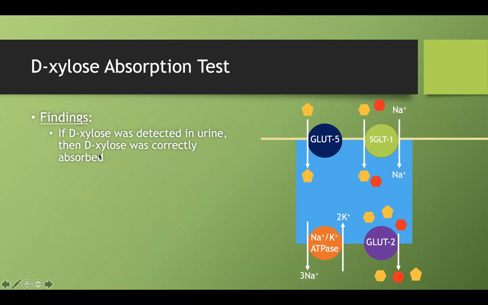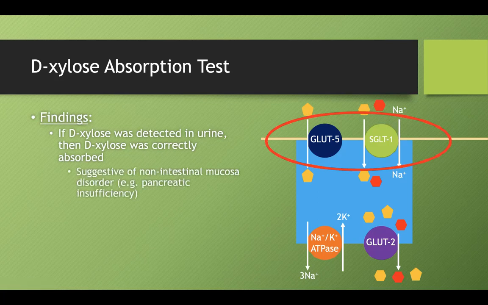So if you detect any D-xylose in your urine, that tells you the D-xylose was correctly absorbed, and that means this intestinal region is working just fine. Remember, that's the only thing you need for absorption of D-xylose. If this is all working fine, that clues you in to start looking at different regions that might be the cause of malabsorption, such as your pancreas, for example.